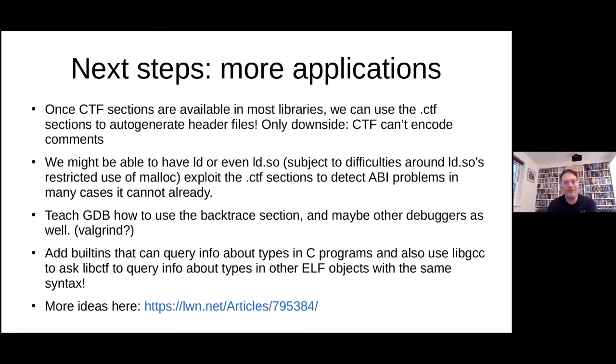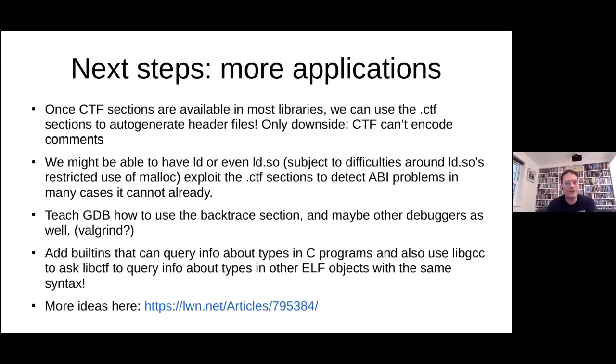We might be able to have LD or LDSO exploit the sections to detect ABI problems. This would need improvements to libctf so it didn't malloc so freely, but it's perfectly doable, and it seems like the sort of thing which would be useful, because we could spot not just that this symbol has changed version, but that this symbol refers to this type deep down inside the structure, which is different from the other one. Because of the deduplicator, this is actually really fast. You can rely on the fact that types have the same ID if they are the same type, and different IDs if they are different types. So all we need to do is compare one integer.